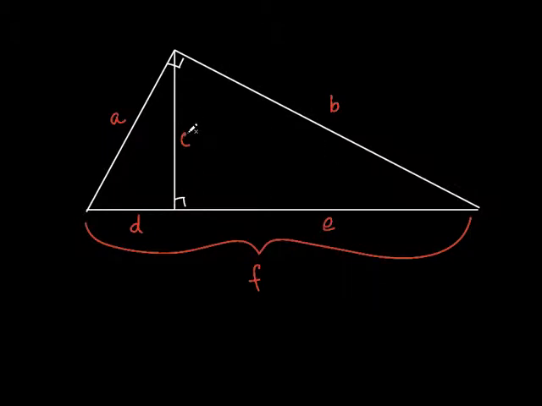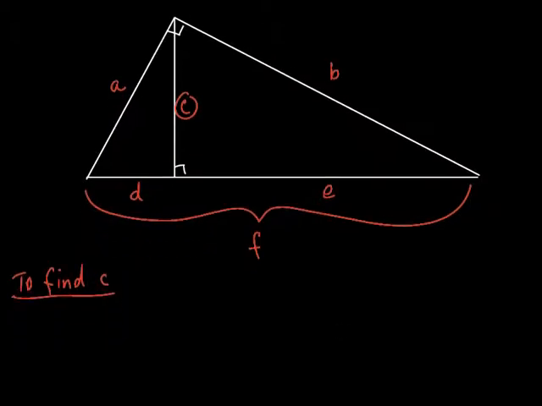I've labeled everything. Now there's three different proportions that we're going to do. Three of them. The first one is to find the C, or the altitude. Remember, we're going to do three different things. This is the first one. I'll put a 1 here. That's the first one we're going to do. In order to find C, this is what they tell you.